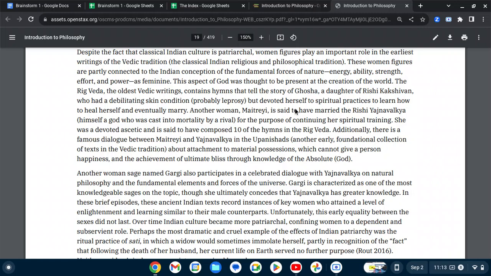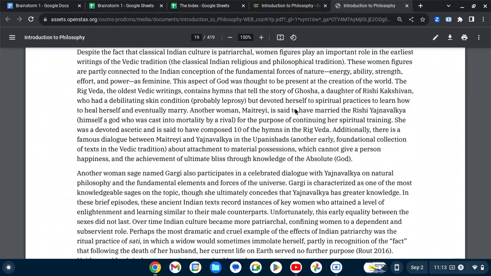The Rig Veda, the oldest Vedic writings, contains hymns that tell the story of Gosha, the daughter of Rishi Kakshavan, who had a debilitating skin condition, but devoted herself to spiritual practices to learn how to heal herself and eventually marry. Another woman, Maitreyi, is said to have married Rishi Yajnavalkya for the purpose of continuing her spiritual training. She was a devoted ascetic and is said to have composed 10 of the hymns of the Rig Veda.